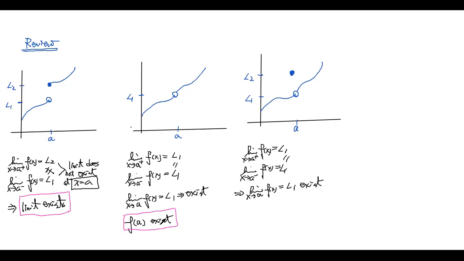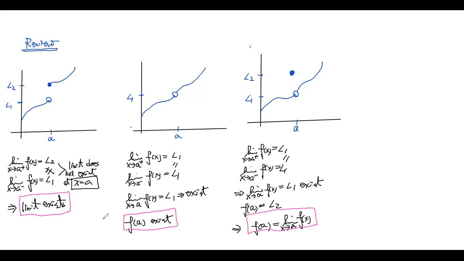Then from the second condition, f of A has to exist. So f of A in this graph, what is the value of f of A? It is L2. But if you look at the graph, it's still discontinuous. So I know I satisfied f of A exists, but it still is discontinuous. So I can conclude that f of A, even if it exists, has to be equal to the limit as x approaches A of f of x in order to be continuous.